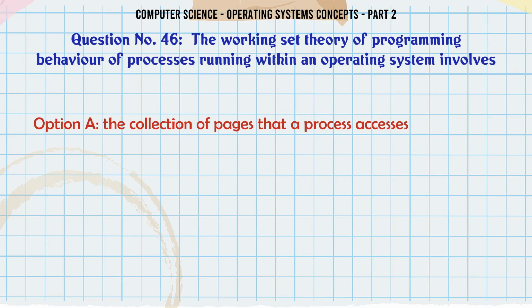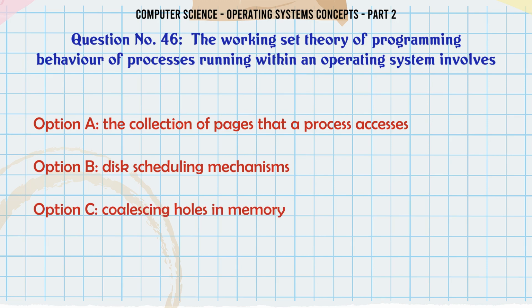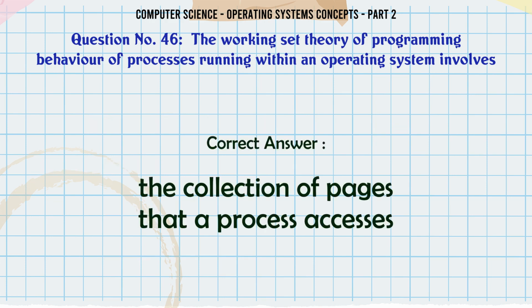The working set theory of programming behavior of processes running within an operating system involves: A. The collection of pages that a process accesses. B. Disk scheduling mechanisms. C. Coalescing holes in memory. D. Assigning the CPU to processes. The correct answer is the collection of pages that a process accesses.